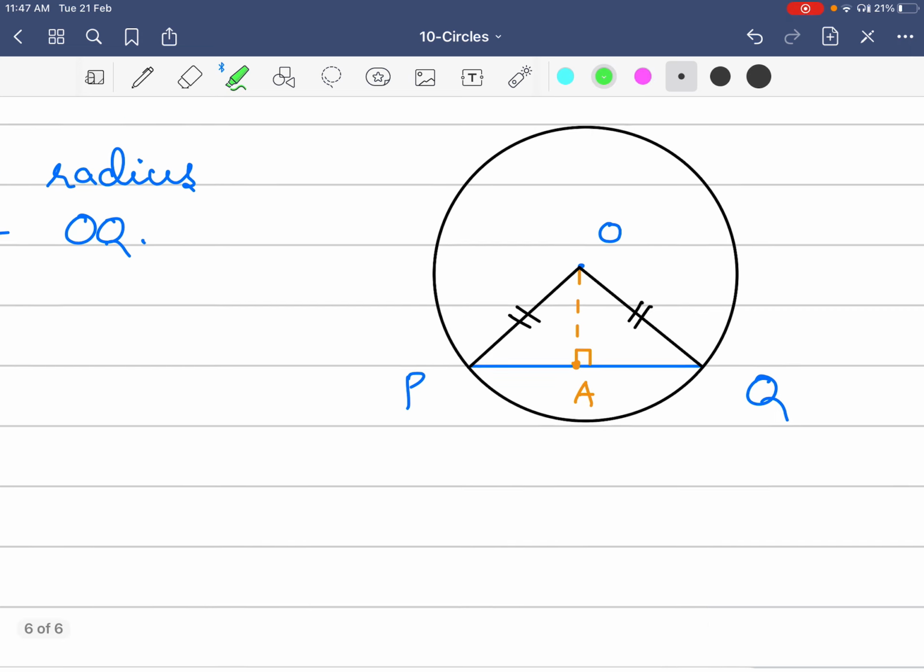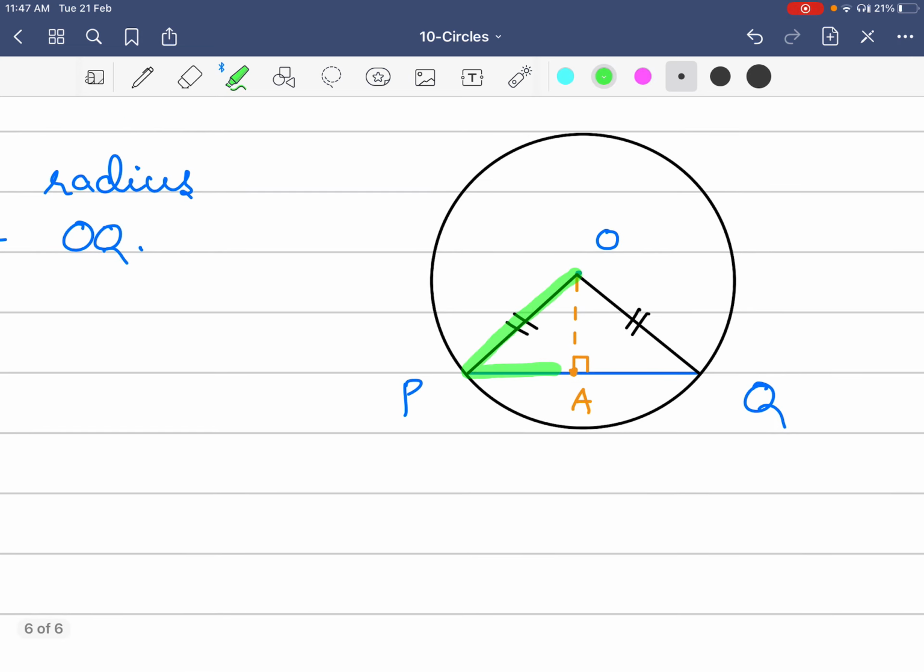Okay, let me highlight it. Focus on this triangle OPA and this triangle OQA. These are the two triangles in this circle. If you note, these two triangles are right angle triangles. Why? Because this is 90 degrees, it's given to us, and this becomes the hypotenuse.